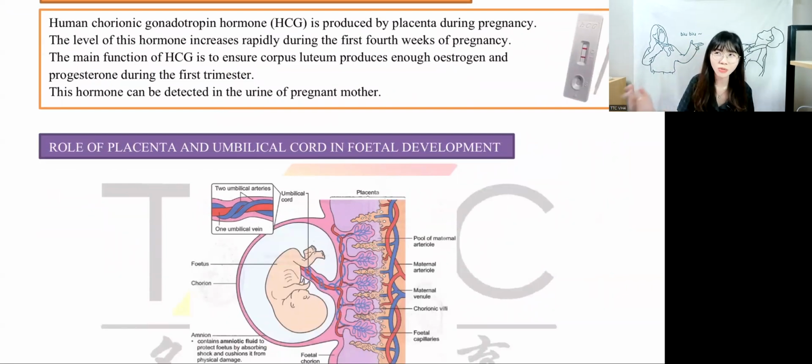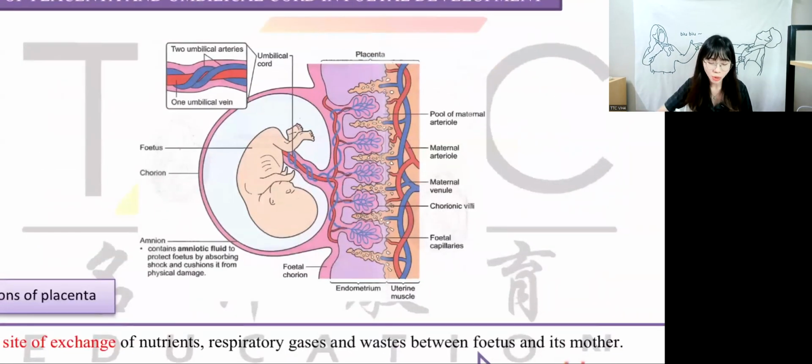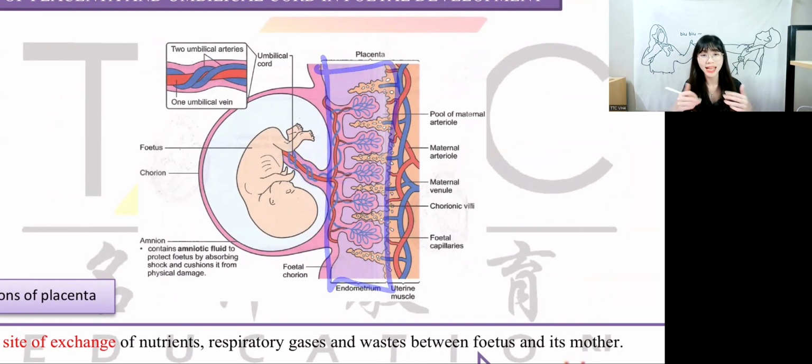Okay, next, the role of the placenta and umbilical cord. How does this work? This is also one of the popular questions that you might see in your exam. It's also very easy, guys. We have to know that when we are in the mother's womb, we are connected by an umbilical cord. This umbilical cord is connected to the placenta. The placenta is an area where they carry out gas exchange, nutrient exchange, and also waste product removal.